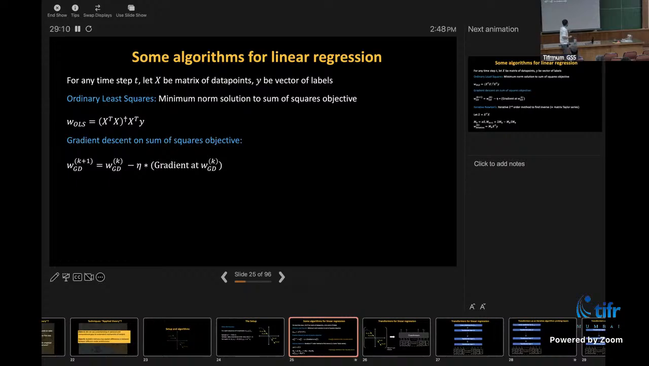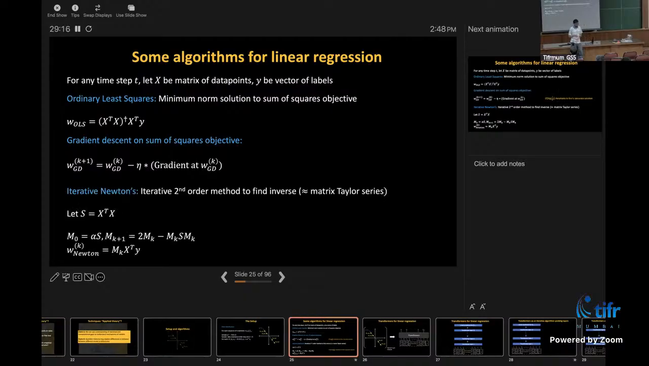You could do gradient descent as a sum of square objective, just the gradient descent updates that we talked about earlier. Or you could do something more second order. So this particular second order method we look at is this iterative Newton, but it doesn't matter. You could look at some other second order method too. So this particular method does something like a matrix Taylor series. I won't go into the details because they're not particularly important.